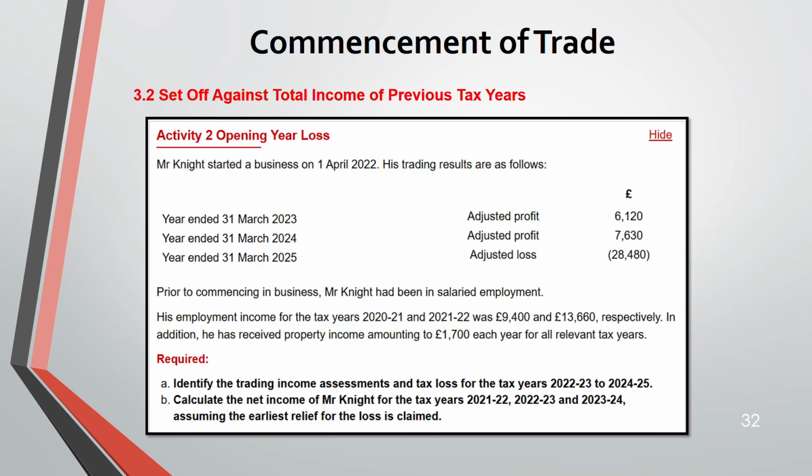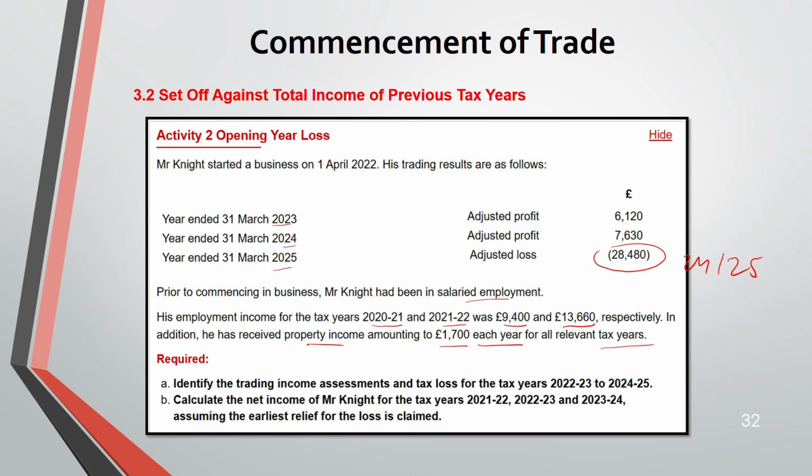Now, activity 2. We will be doing activity 2 to understand this, where we have the year end as 31st March, so no need to time apportion the profit, and the loss we have in 2025. So 24-25. This is the tax year of loss. Now, before starting business, he was in salaried employment. So from his employment, in 2020-21 and 2021-22 he is receiving salary of 9,400 and 13,660. Property income is also there, 1,700 each year for all the relevant tax years.